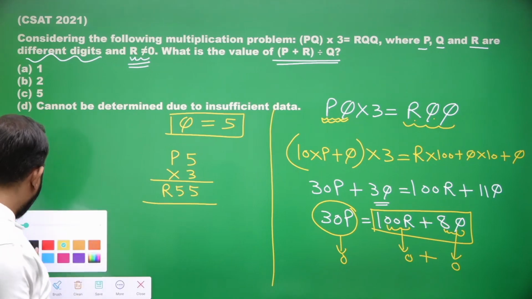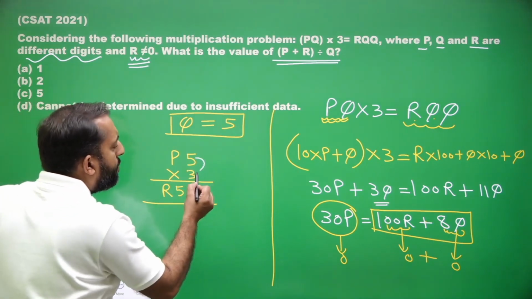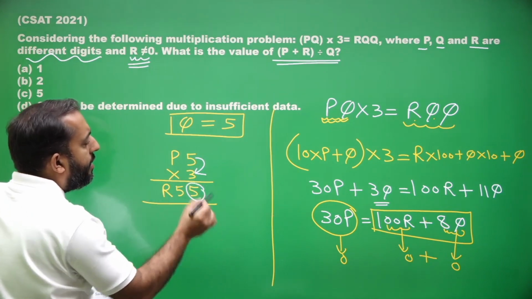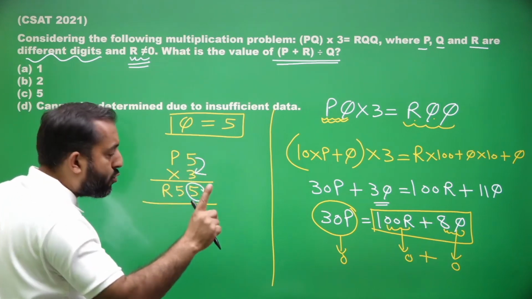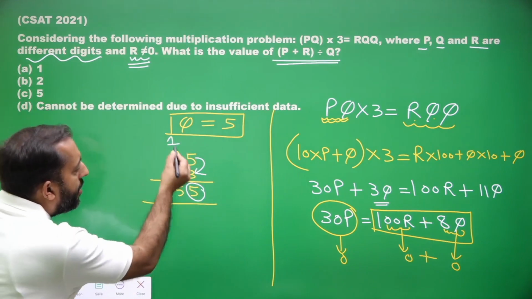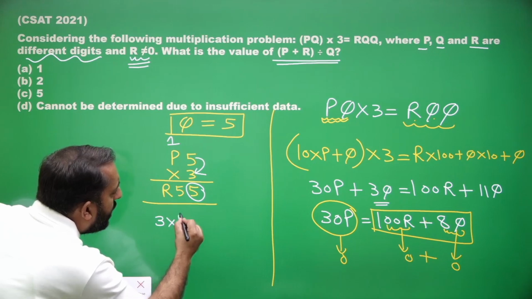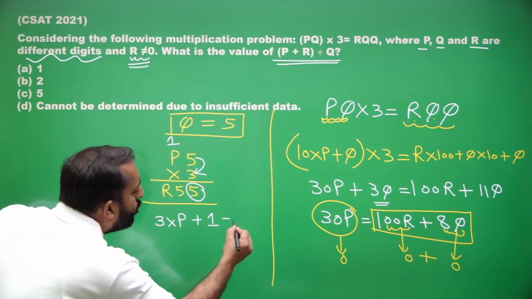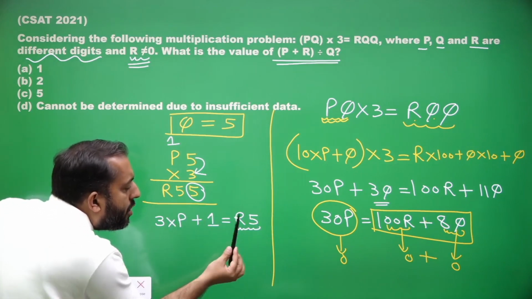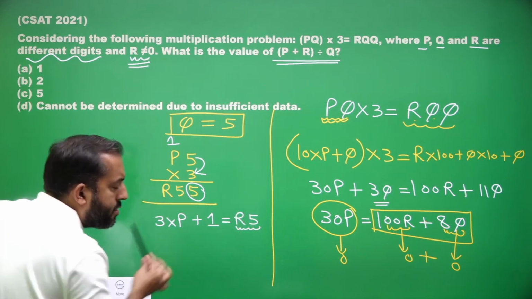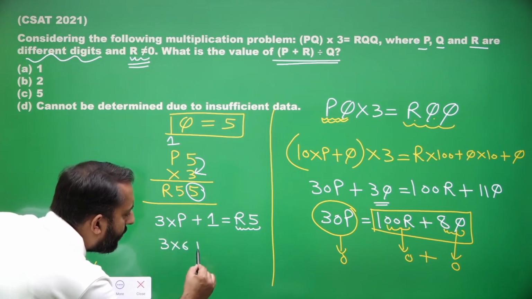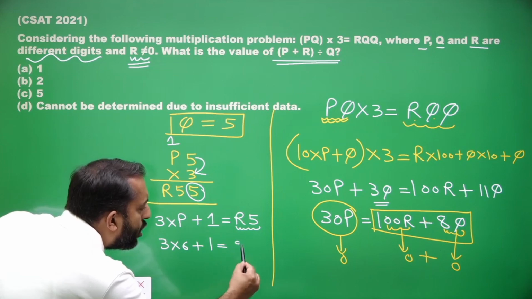Now listen, 5 when multiplied with 3 is going to give me 5 as the units digit, and 5 into 3 is 15. So you write down 5 in the answer and 1 is the carry for the next step. Now 3 multiplied with P and added 1 to it should produce R5, a result whose tens digit is R and units digit is 5. This is possible when P is 6, because 3 into 6 plus 1 is 25.